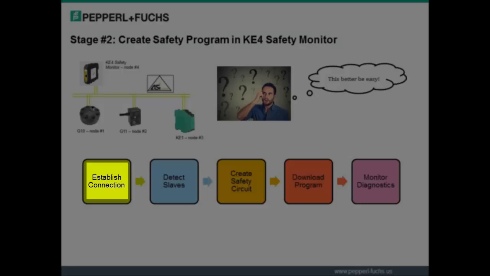Step 1, establishing the connection. Step 2, detecting the AS interface slaves. Step 3, creating the safety circuit. Step 4, downloading the program to the KE4 safety monitor. And step 5, monitoring diagnostics.